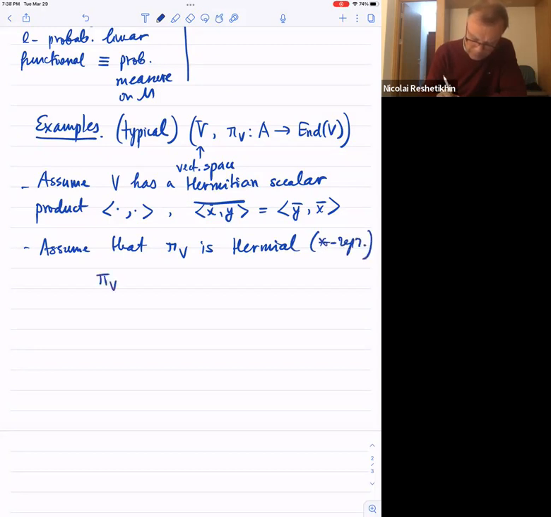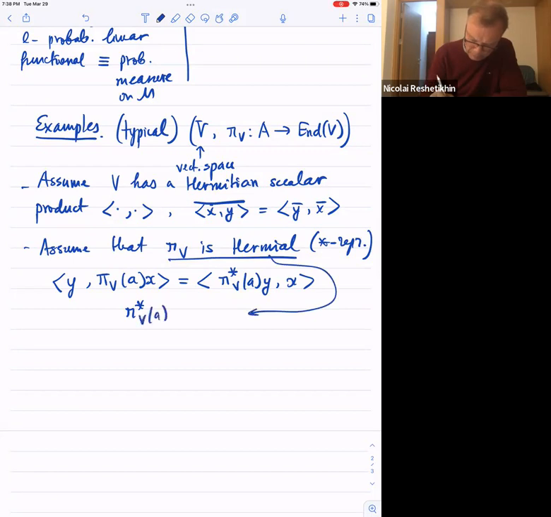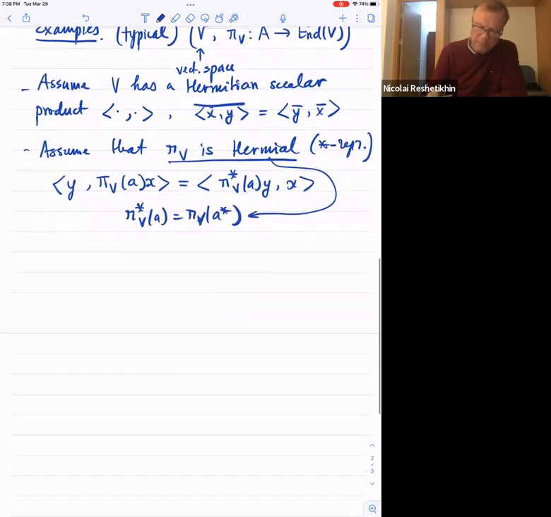It means that if you take this, it's the same as the Hermitian conjugate of the operator P, and Hermitian P means that this is equal to P of A star. In other words, the representation respects this anti-linear involution.